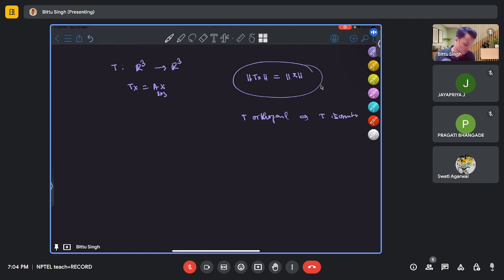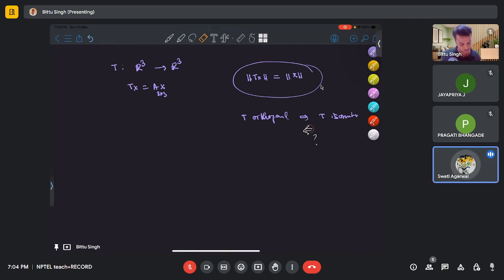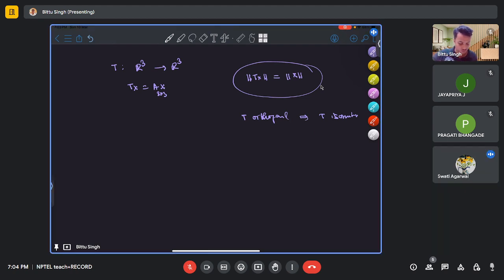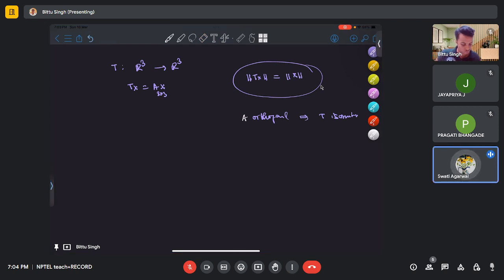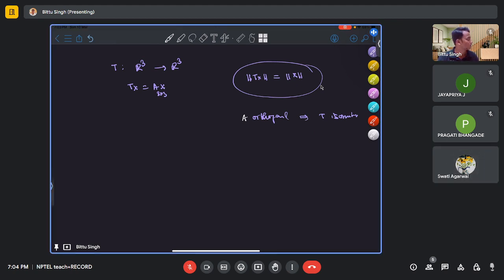Okay, are you saying about the converse? No, like you have written T orthogonal, right? I've just said A is orthogonal. Yes. A is orthogonal, then T is an isometry. And the answer which is marked as correct is, A is orthogonal if and only if T is an isometry, meaning if T is an isometry, then A is orthogonal. What about the converse part?